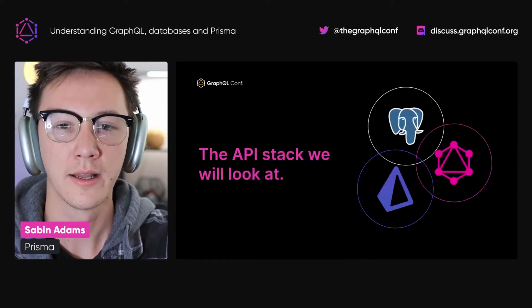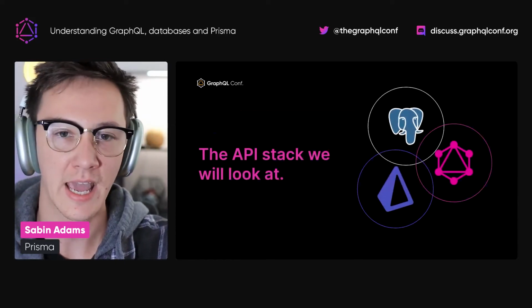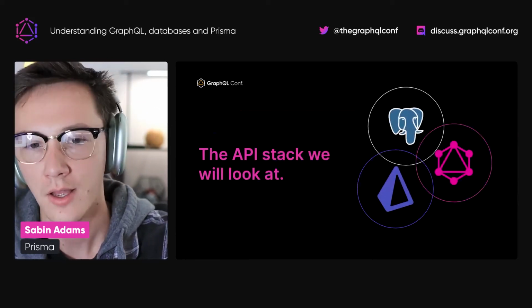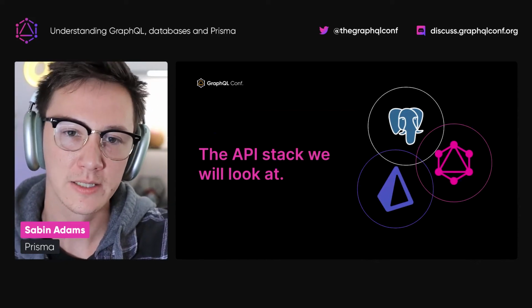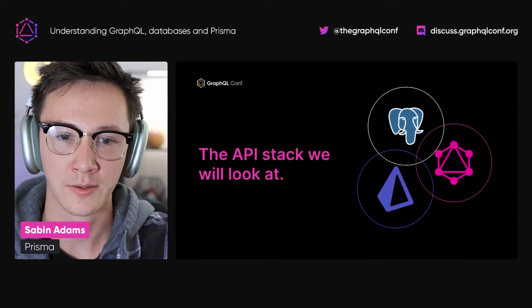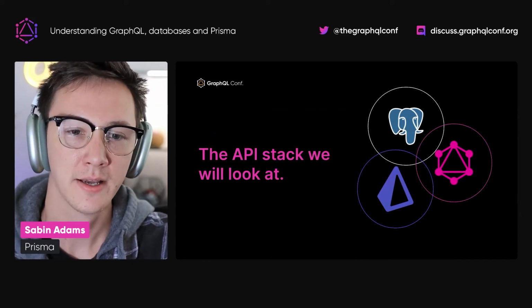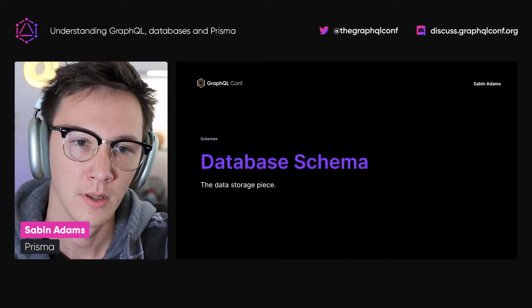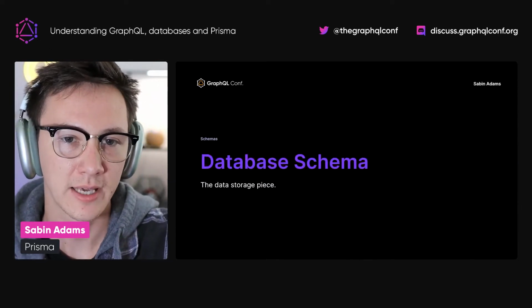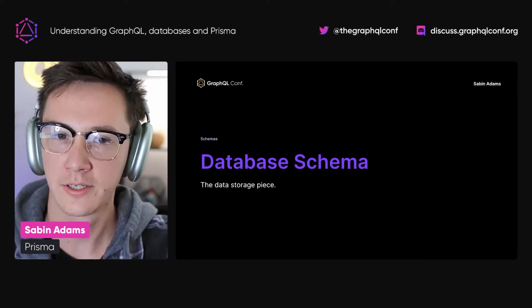So we're going to look at an example, sort of imaginary stack, and we're just going to assume we're using Postgres, Prisma, and GraphQL. And of course, Postgres will be our database layer. Prisma will handle the database interactions, and then GraphQL will be the exposed GraphQL API. And looking at the first piece, looking at the database schema, this is what I call the data storage piece.